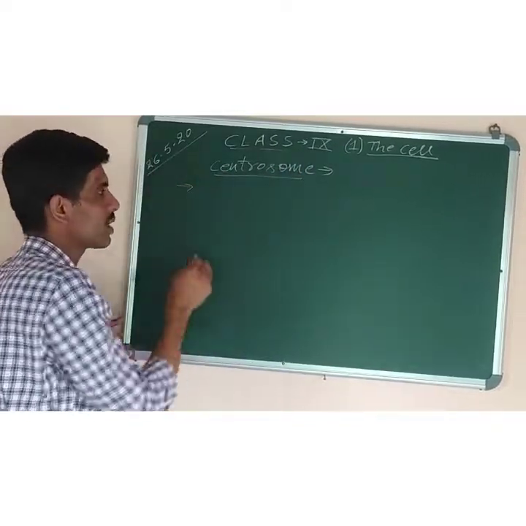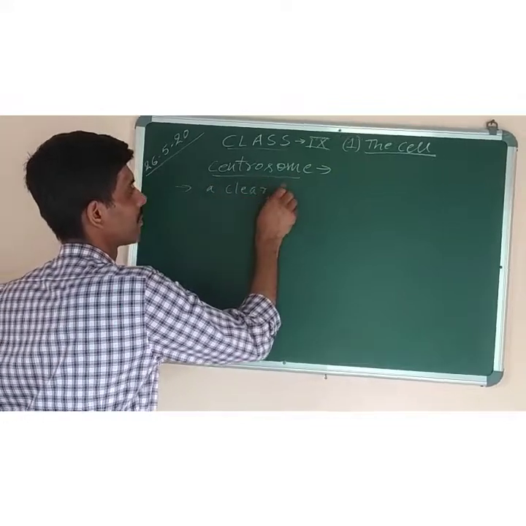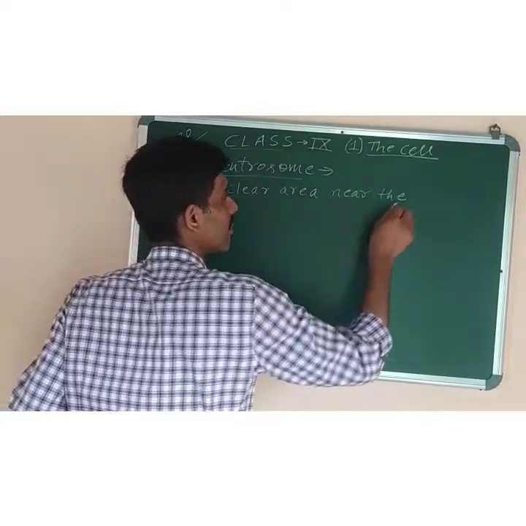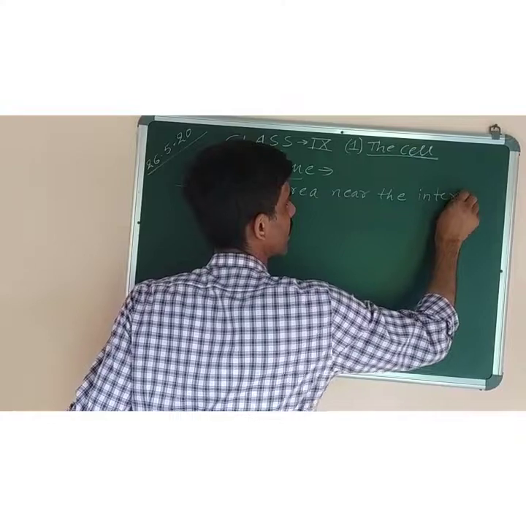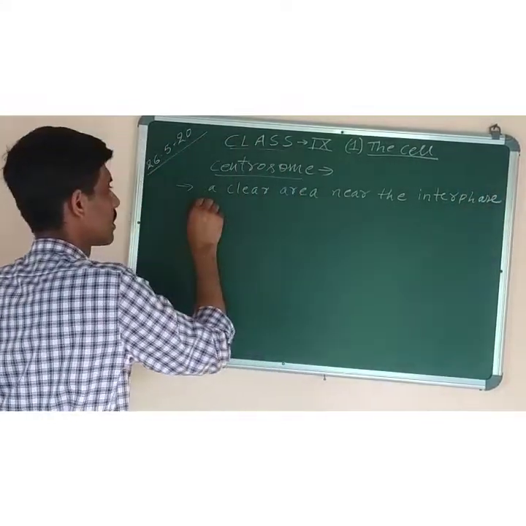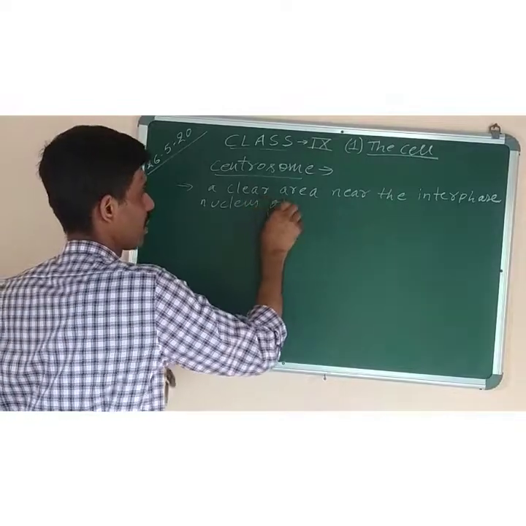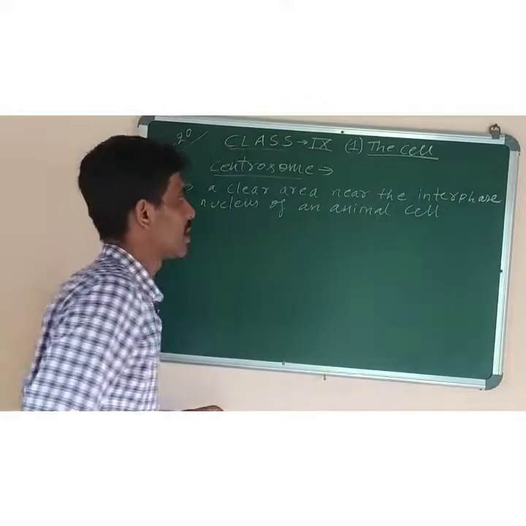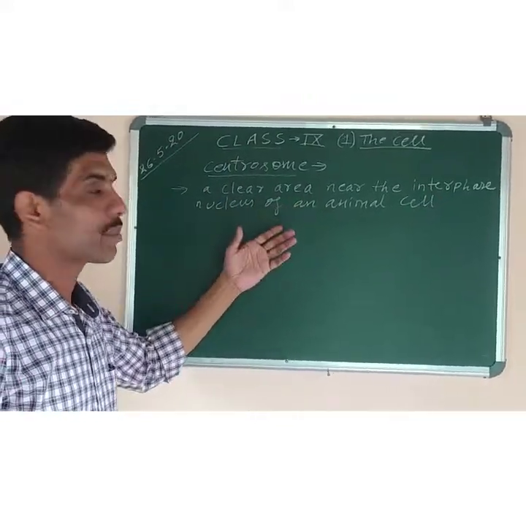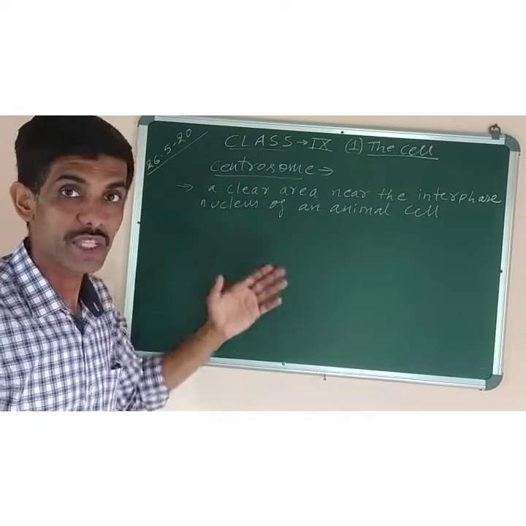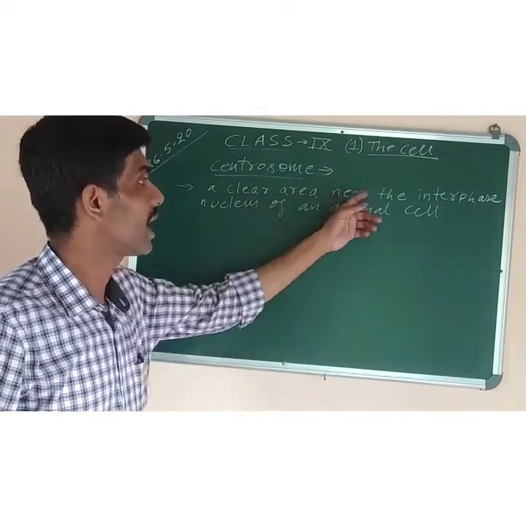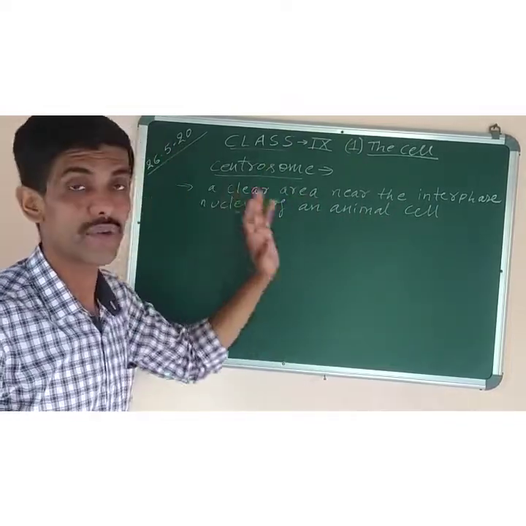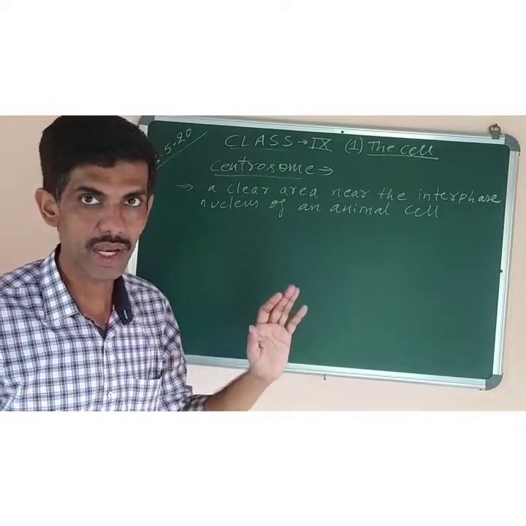Centrosome is a clear area near the interphase nucleus of an animal cell. A clear area, the centrosome is indicated by, or its presence is known by, a clear area near the interphase nucleus of an animal cell. It is found only in animals. Centrosome is a characteristic of animal cells only. It is not found in plant cells.